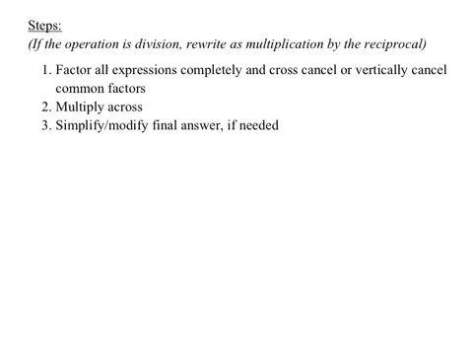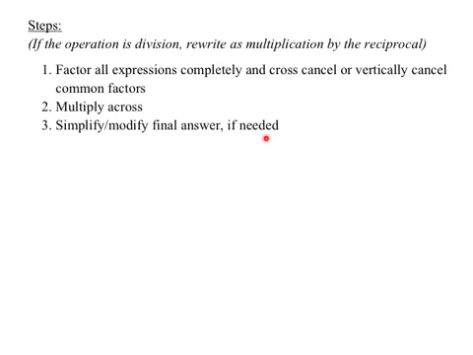If the operation is division, first of all, let's rewrite it as multiplication by the reciprocal. The first step is to factor all the expressions completely, and then cross-cancel or vertically cancel common factors. So again, we need to factor things to cancel. Remember, we looked at that already when we simplified expressions. Then we're going to simply multiply across what remains, and then simplify or modify the final answer if need be.